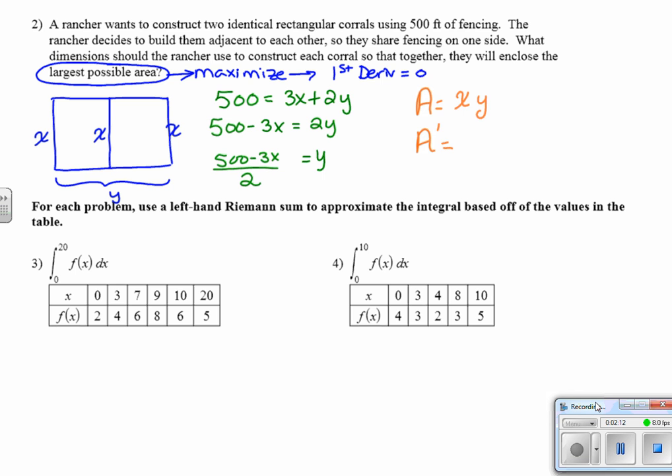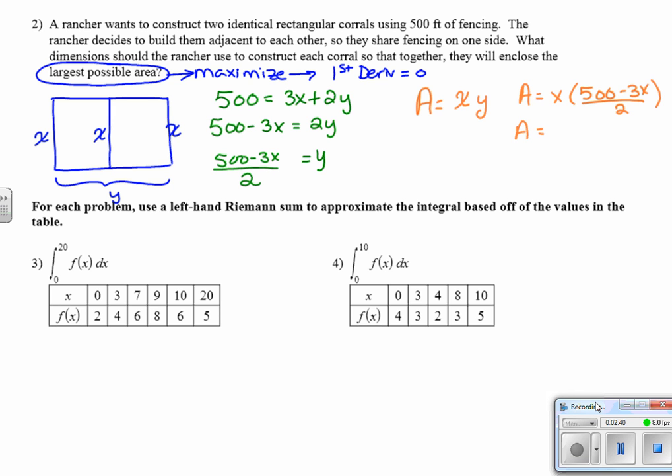So now over on my area statement here, I'm going to update that so that I have area is equal to x times, instead of y, the 500 minus 3x divided by 2. Now you'll notice we have a function that's in terms of x's. So let's take and, I suppose, distribute, or we could even simplify.